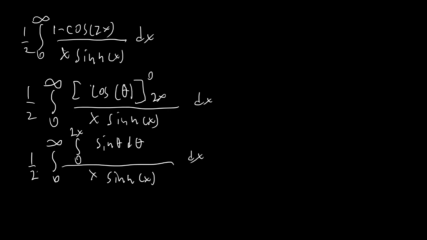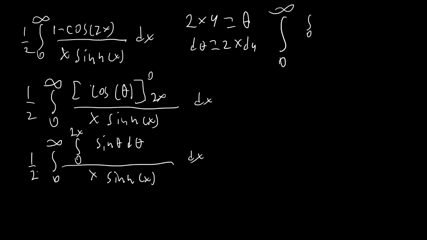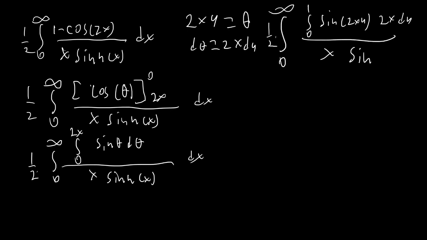Next, we're going to substitute 2xu equals theta on the inner integral. So that means that d theta is equal to 2x du. And we can go ahead and substitute that in. We're going to end up with the integral from 0 to 1, because when u equals 1, that's when theta equals 2x. And then sine of 2xu. And then instead of d theta, we have 2x du. And we have this 1/2 outside, and this x, and then sinh x.